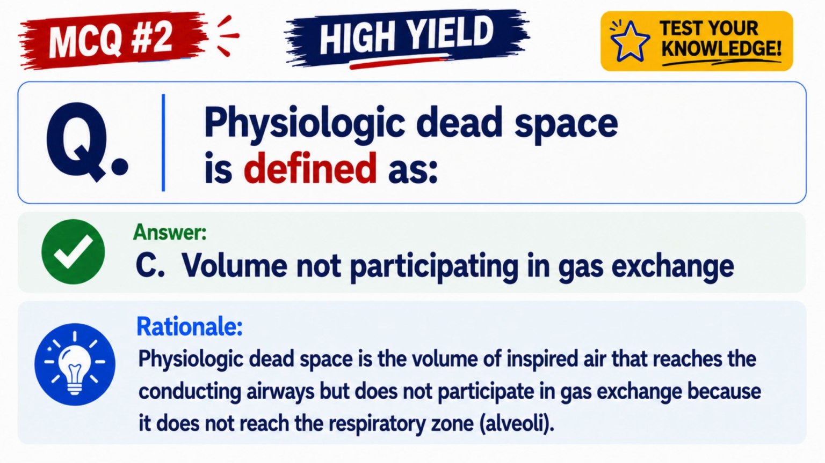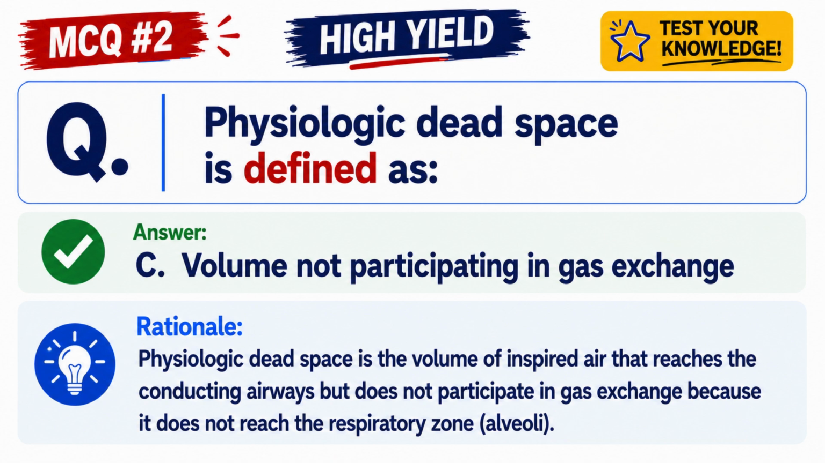Here's why. Dead space is ventilation without perfusion, or ventilation of areas where no gas exchange occurs. There are two components of physiologic dead space: anatomic dead space, the conducting airways, trachea, bronchi, bronchioles, down to the terminal bronchioles. These airways conduct air but have no alveoli. No gas exchange occurs here. Approximately 150 milliliters in 70 kilogram adults. The classic estimate, 1 milliliter per kilogram body weight.